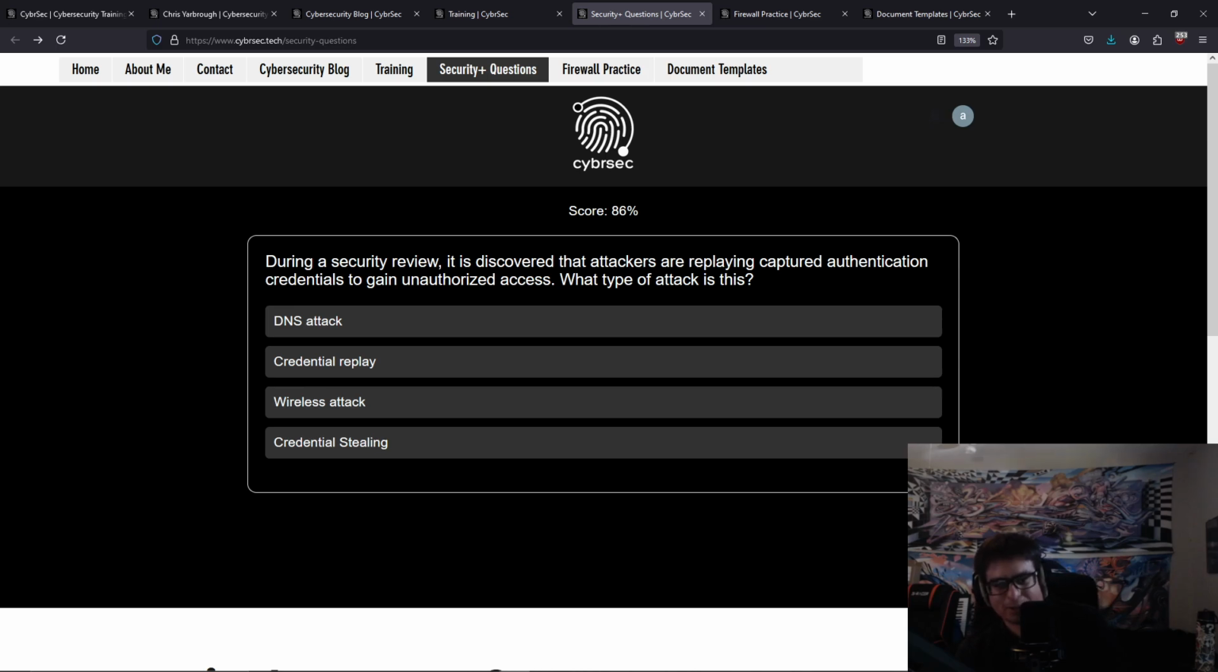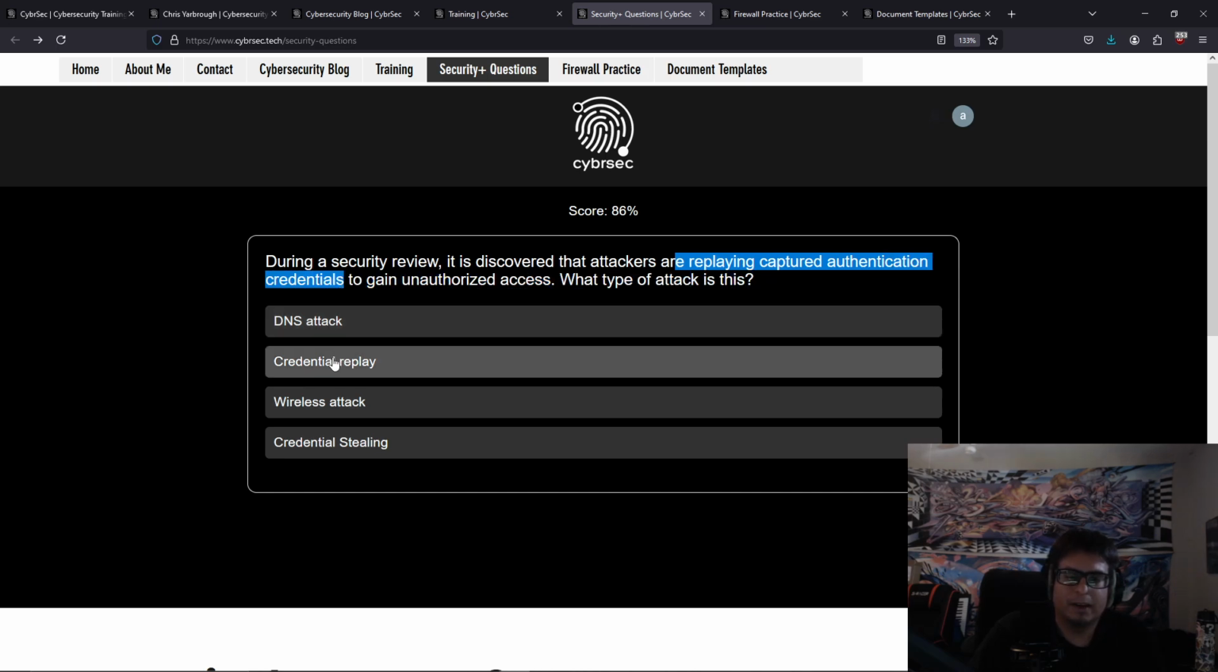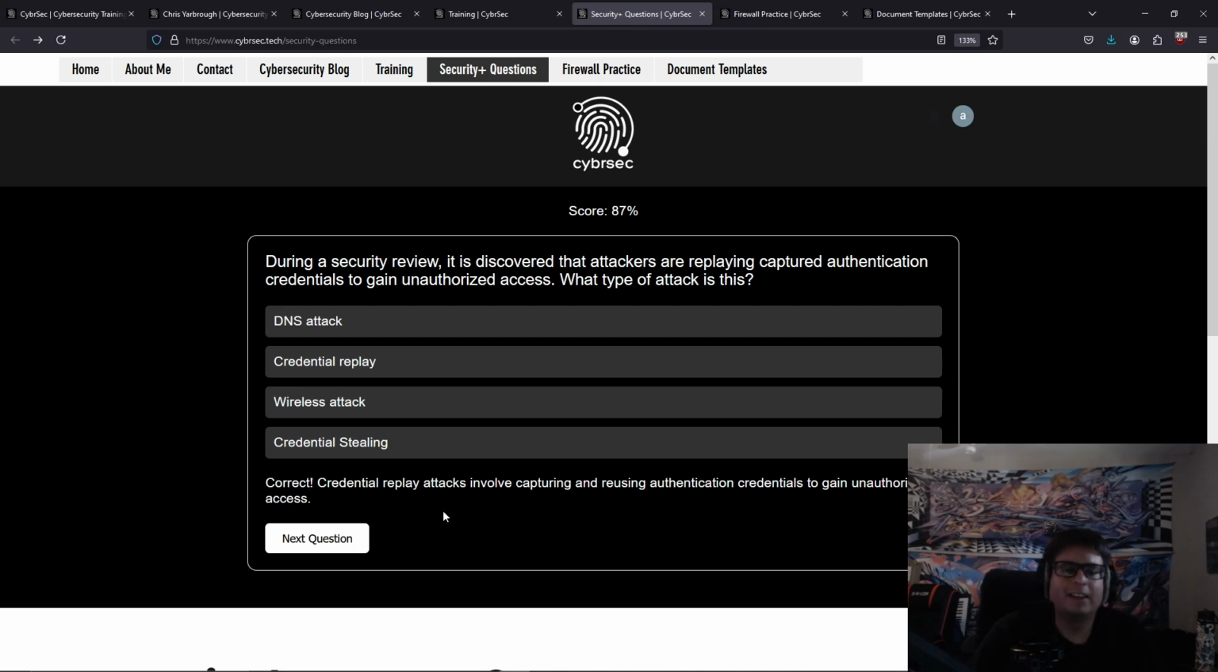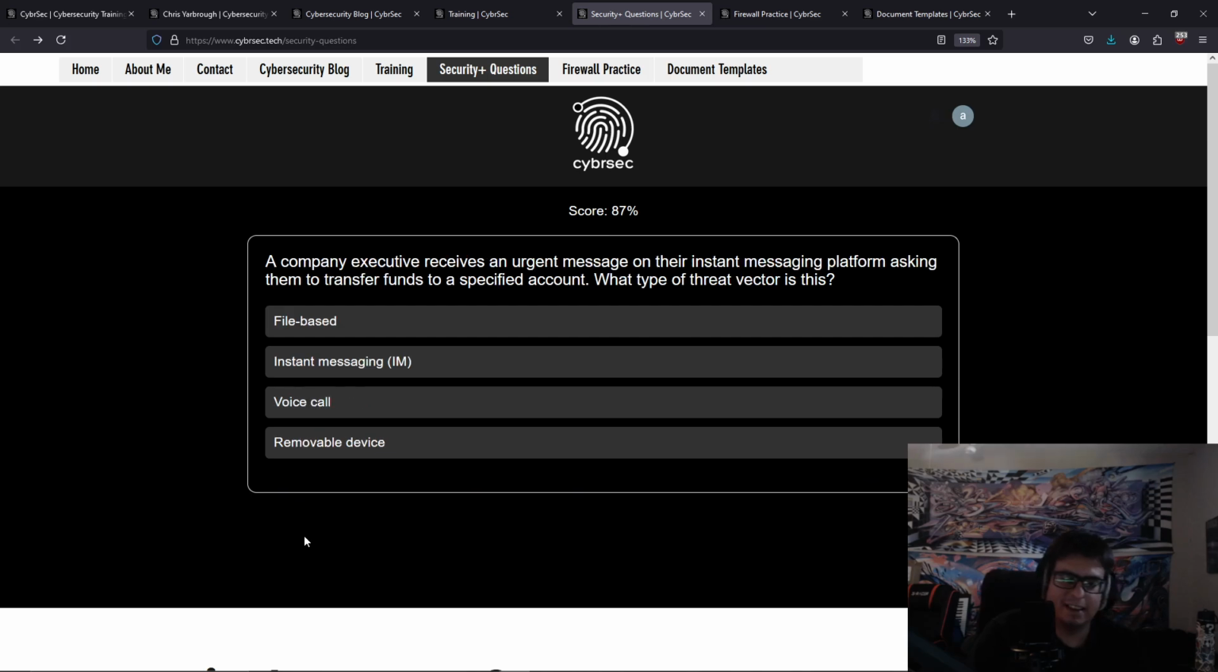During a security review, it is discovered that attackers are replaying captured authentication credentials to gain unauthorized access. What type of attack is this? Replaying credentials. Credential replay. Correct. Credential replay attacks involve capturing and reusing authentication credentials to gain unauthorized access.